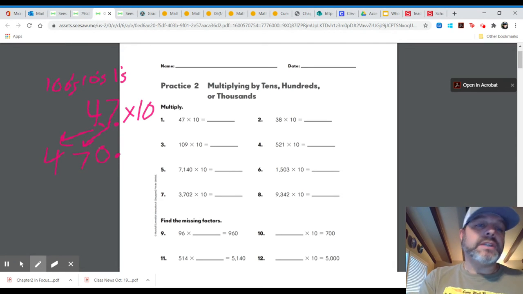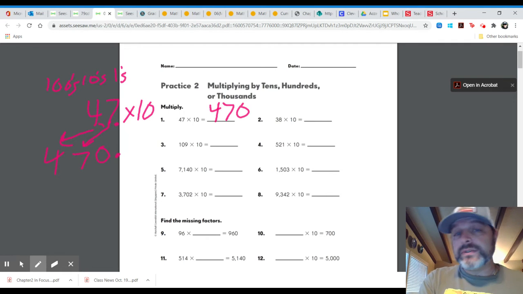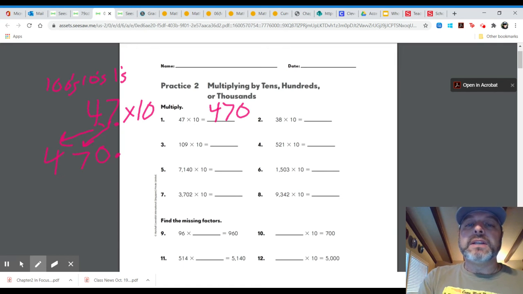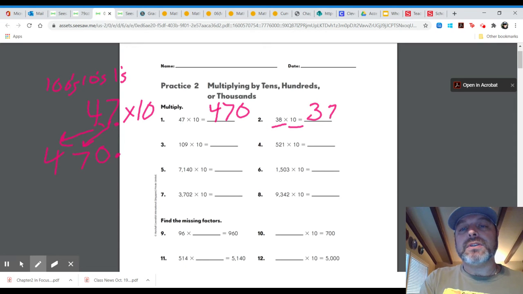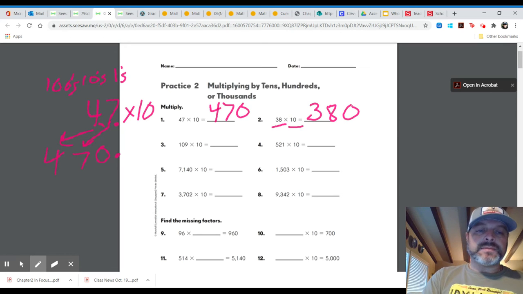Now, my shortcut is always, if you don't have a decimal point, if it's 10, you just add a 0. If it's 100, you add 2 zeros. If it's 1,000, you just add 3 zeros, so it goes over 3 place values, okay? Same thing with this one. 38 times 10 would be 380. All you have to do is add a 0, because the 30 becomes a 300, and the 8 becomes an 80, right? Okay.